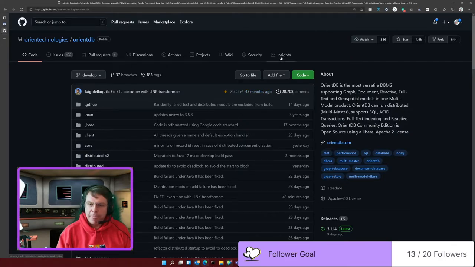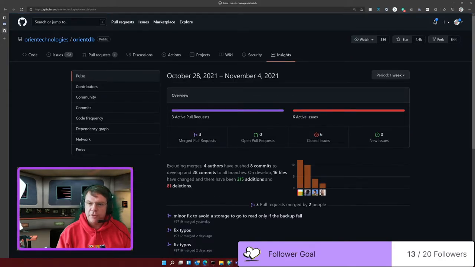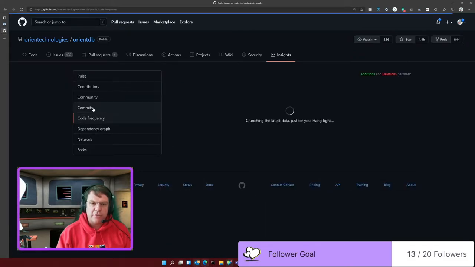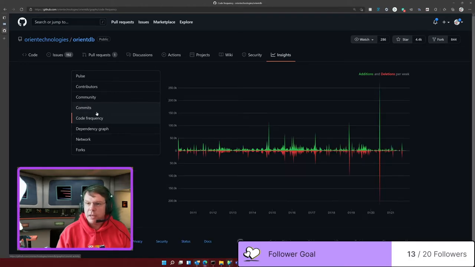So that's good. If we go to the insights, again, we can see it's 6 active issues. We can see, for example, how frequently people are committing. This will tell me, again, is this really being actively maintained and added to? And clearly it is, right? There's lots of work happening, so sort of a big push here that happened. So, definitely interesting.